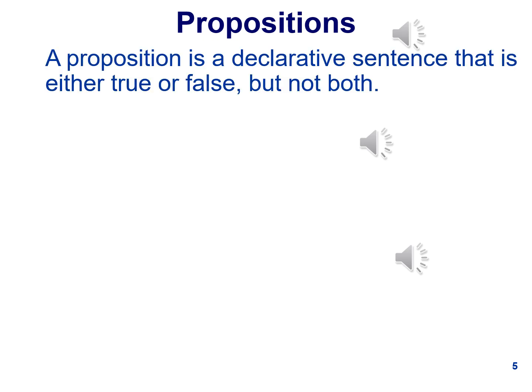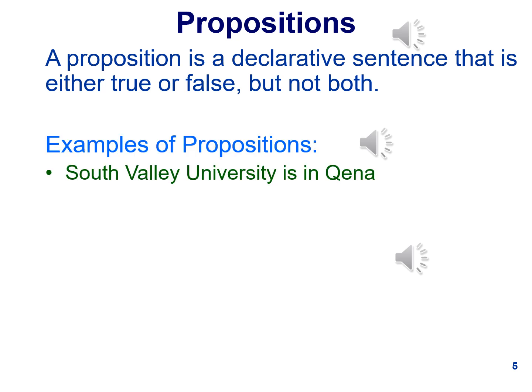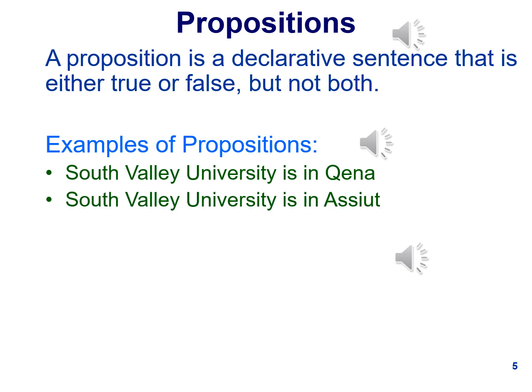What we mean by propositions. A proposition is a declarative sentence that is either true or false, but not both. Examples of propositions: South Valley University is in Kena. South Valley University is in Asyut. 1 + 1 = 2.